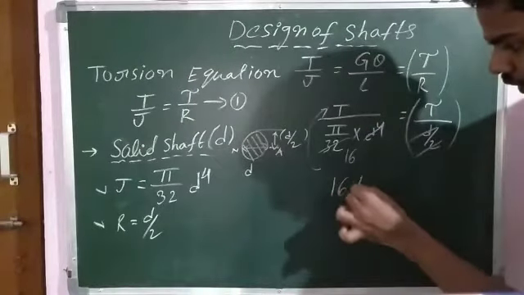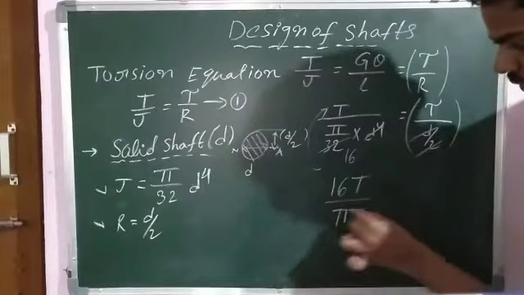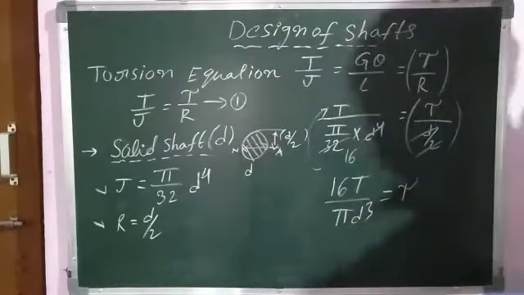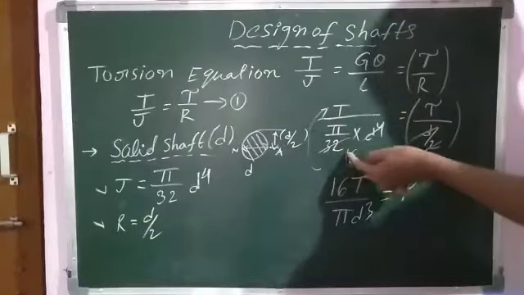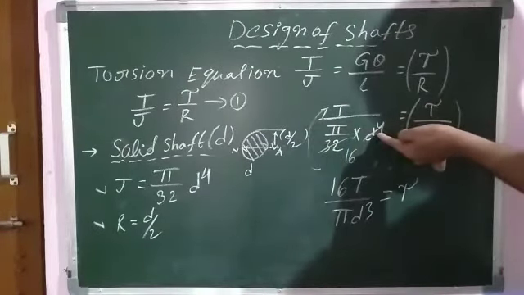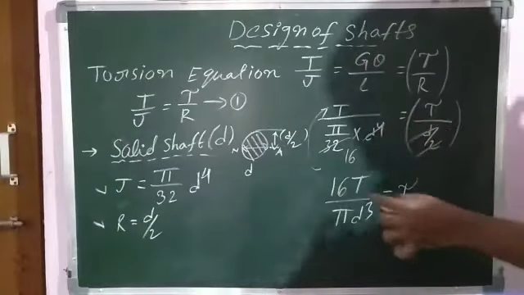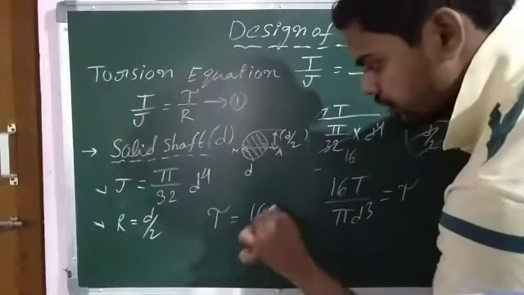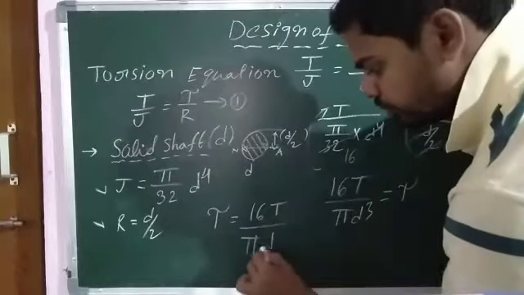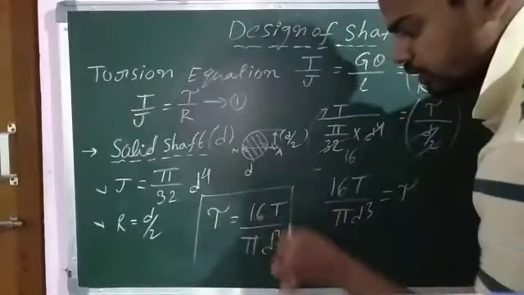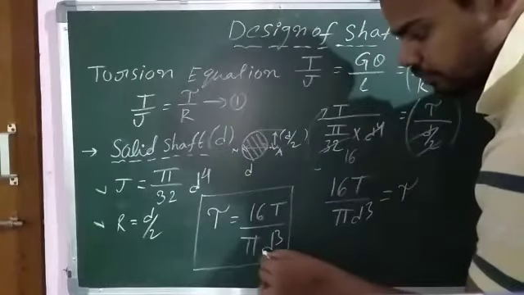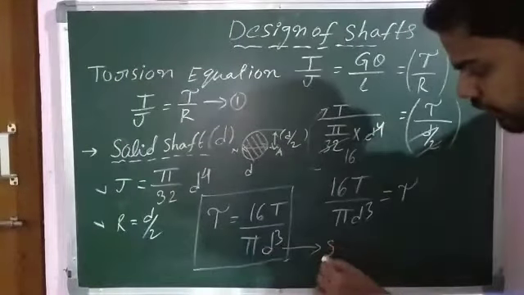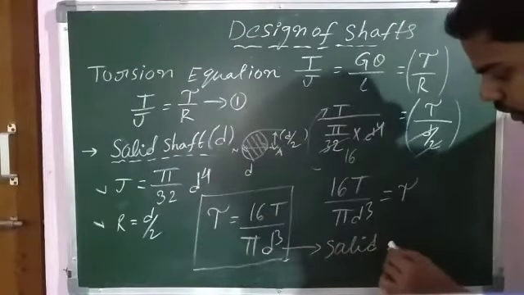Then 16 T by pi d cube is equal to tau. So 16 T by pi d cube, one d cancels. Then what is the final relation? Tau is equal to 16 T by pi d cube. This is the relation between shear stress and torque. This relation is applicable for solid shaft.